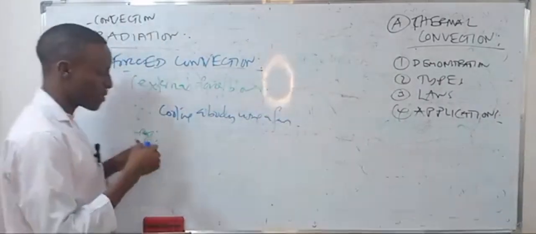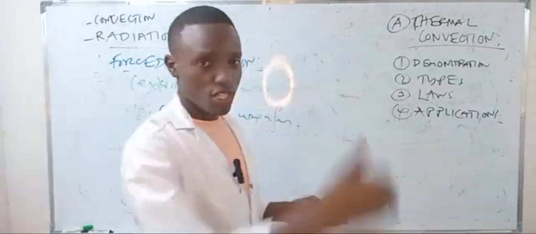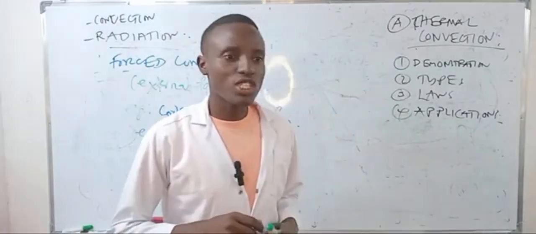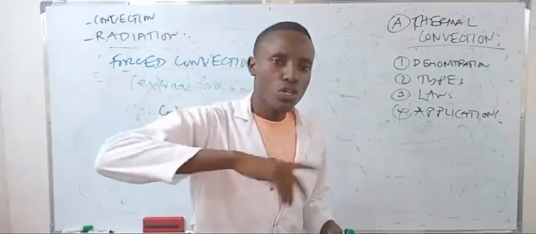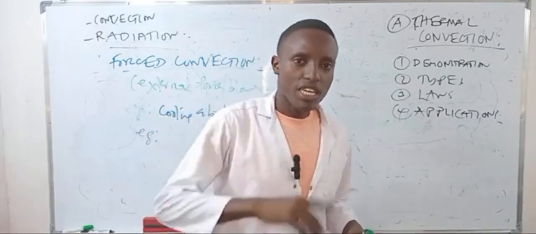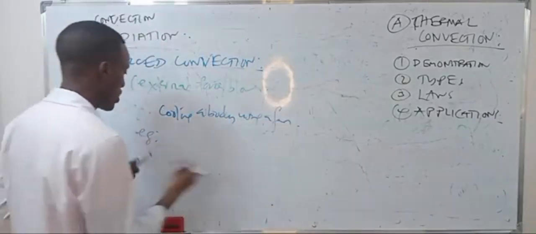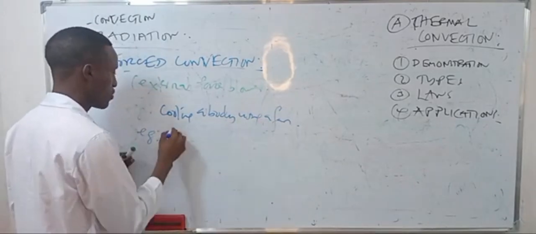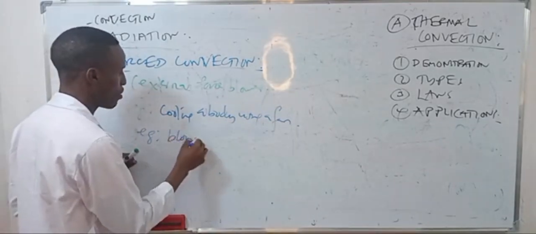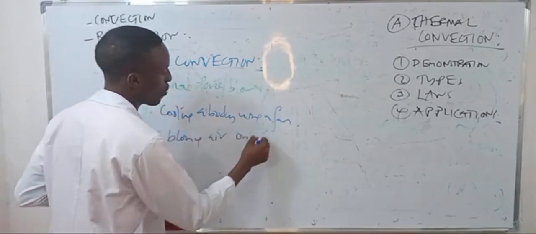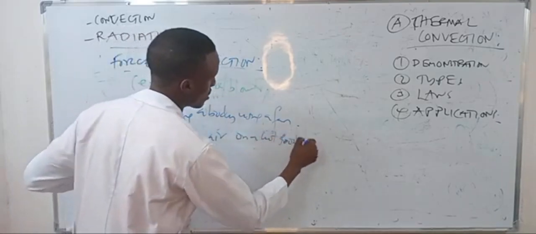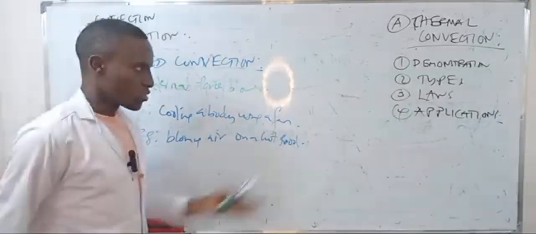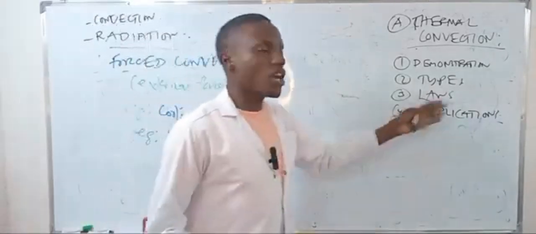Or for example, in the experiments, Form 6, this week I just taught about the experiments. I'll tell you to make sure you cool your liquid by stirring it. So you just force it to cool. For example, cooling your food by blowing air on a hot food. That's forced convection. So you force your food to cool. That's what we call forced convection. That's another type.